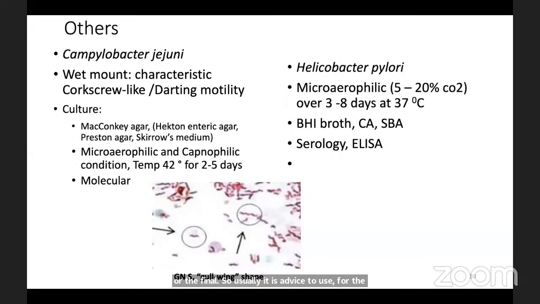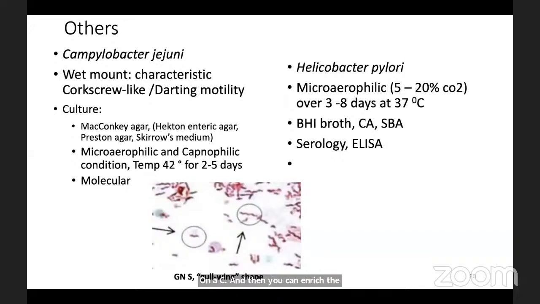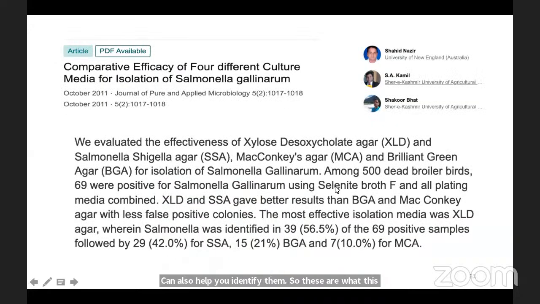It also has that darting motility, so you can check it from the hanging drop. But this is usually when you have after culturing it. So it's difficult. Molecular wins the day when it comes to this place. H. pylori as well. It takes about 3 to 8 days to grow, but it can be cultured on CA, SBA, and then you can enrich the medium with brain heart infusion broth before you work on it. But serology can also help in identifying them. So these are what is usually used for the identification.